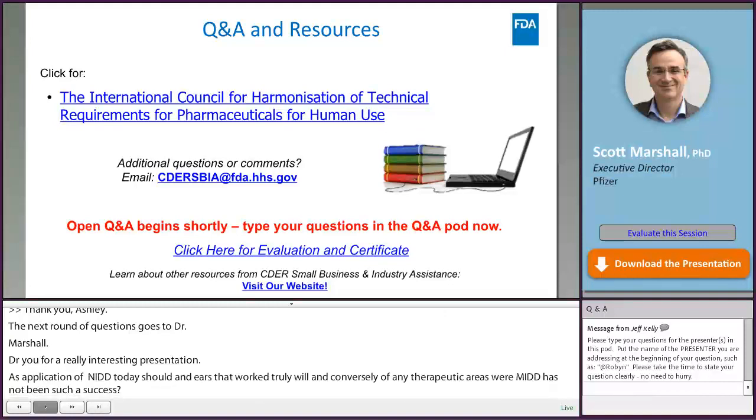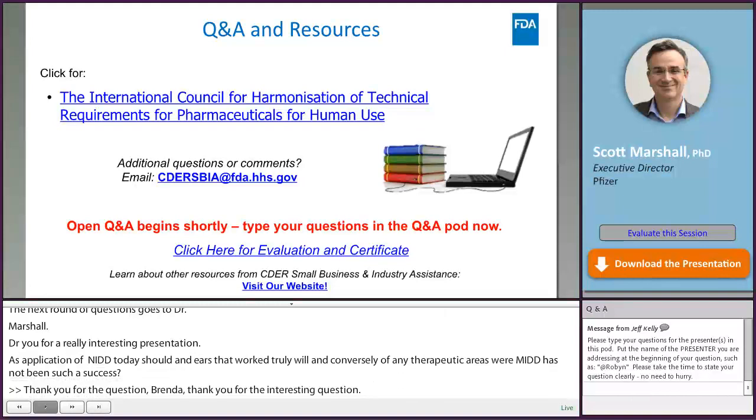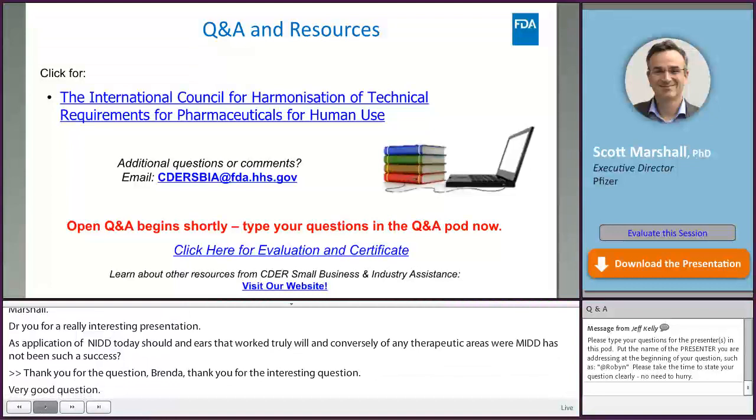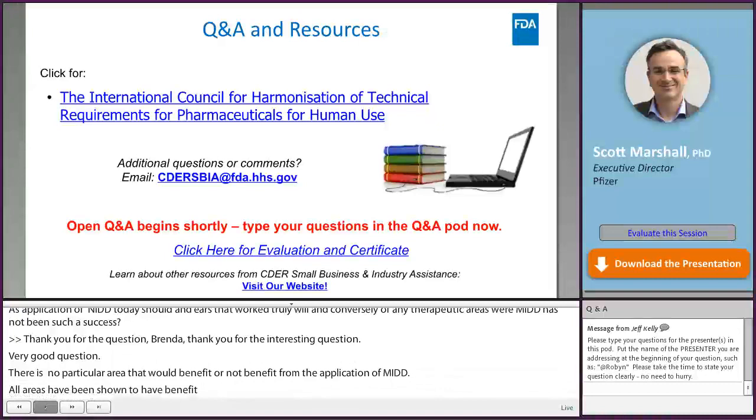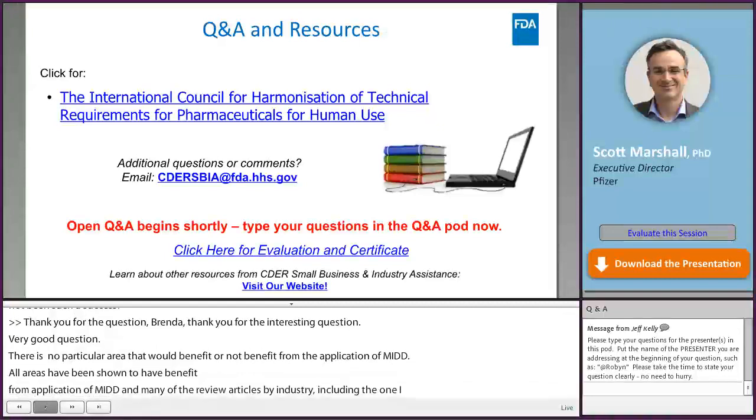And the bottom line is there's no particular therapeutic area that would benefit or not benefit from the application of MIDD. All areas have been shown to have benefit from application of MIDD, and many of the review articles by industry, including the one I presented on, which was the FPA one, as well as FDA and EMA and other regulatory agencies across the globe have shown that the examples are really across all therapeutic areas.